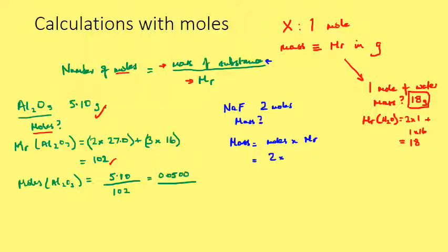Now the MR of sodium fluoride is, we've got 1 atom of sodium in our formula unit. Sodium is 23, and we've got 1 atom of fluorine, and fluorine is 19. Together they add up to 42, so 42 is the MR of sodium fluoride, and 2 times 42 is 84. We better leave it as 84.0 grams.